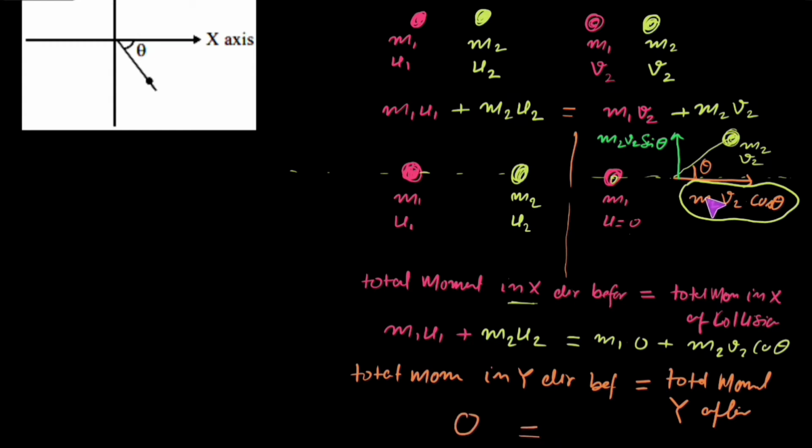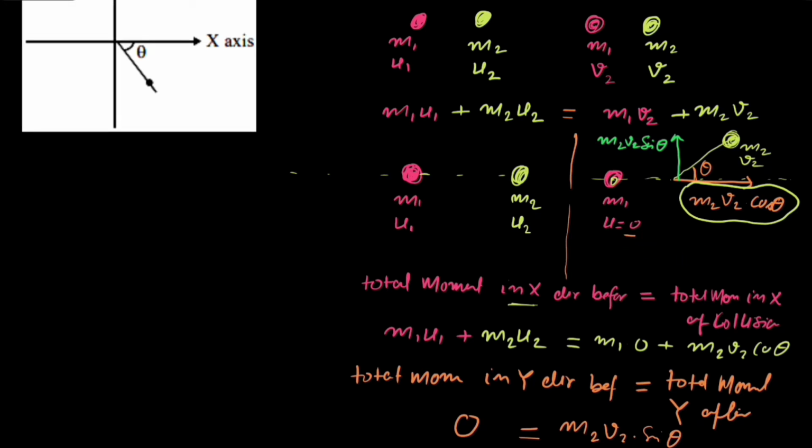So this would be equal to the total momentum in the y direction after collision, because the momentum of this particle is 0 because the velocity has become 0. So this would be equal to the momentum of this particle, m2 v2 in the y direction. So this is equal to m2 v2 sine theta. This way we can apply the law of conservation of momentum. If the values of mass and velocity before the collision are known, we can easily find out the values of mass and velocity after the collision, or vice versa.